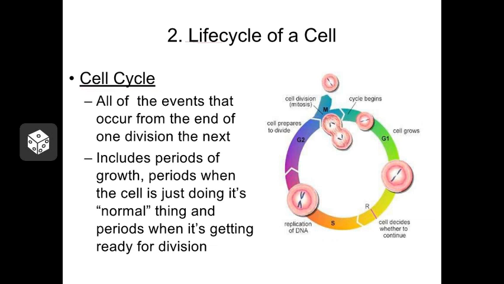Now, measuring the life of a cell can be a little tricky. Different kinds of cells live different amounts of time. So, how do we do it? Well, scientists define one cell cycle to be all of the events that occur from the time the cell is divided until it divides again. So, from one division to the next, all the things that the cell goes through. That's the cell cycle.